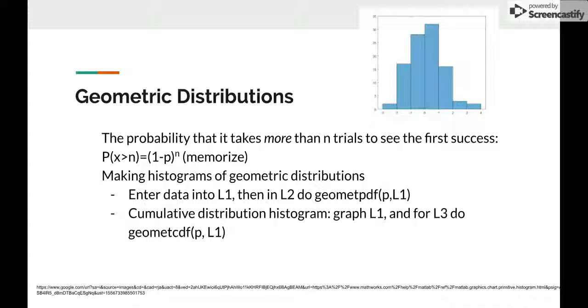So the tough part is distinguishing when you use binomial and when you use geometric. Geometric is used when you're trying to find how many trials it will take to get the first success. So that's how you should distinguish them. You can always do a cumulative distribution histogram by graphing L1 and doing geometric CDF instead of PDF.